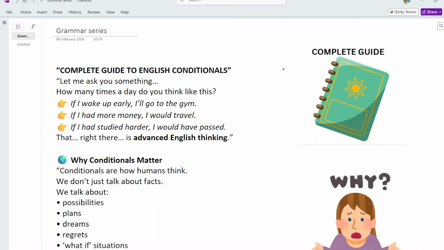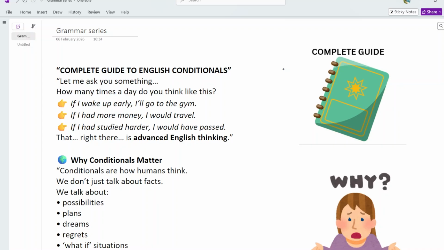So, by learning conditionals, you're not just learning grammar, you are learning how to speak about reality, imaginations, and alternative outcomes, like advanced speakers. So, let's begin this journey into smarter, more expressive English.